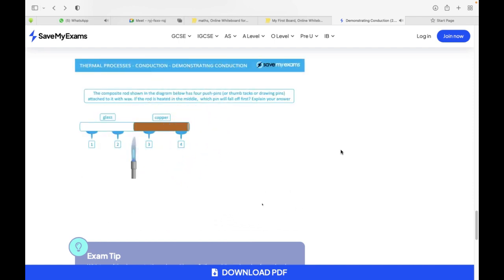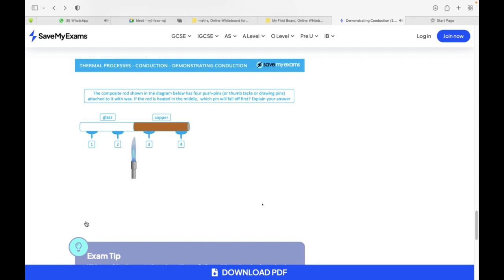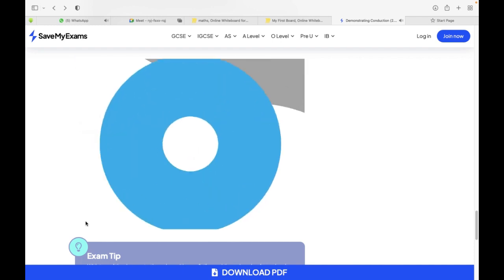Okay, so here's a question for us to consider. Let's start by reading through the question to get a better understanding of what is required of us. The composite rod shown in the diagram below has 4 push pins, or thumbtacks, or drawing pins, attached to it with wax. If the rod is heated in the middle, which pin will fall off first? Explain your answer. I've got a source of heat, in this case a Bunsen burner, and it's heating up this rod. The rod is made of 2 different types of materials.